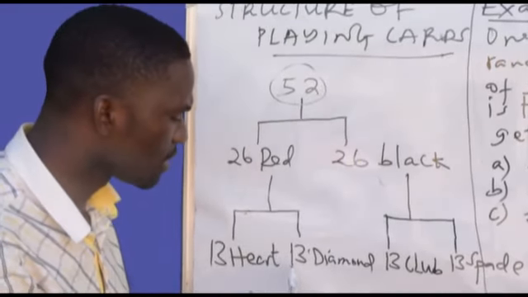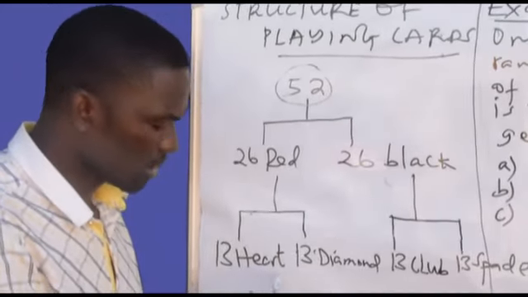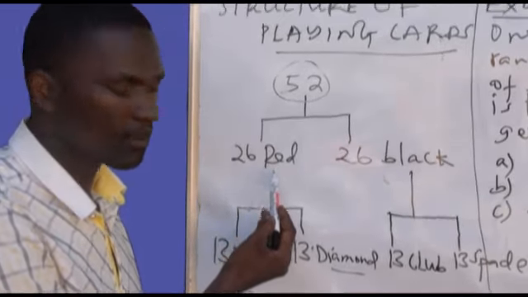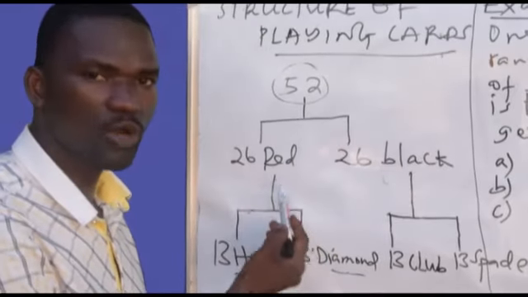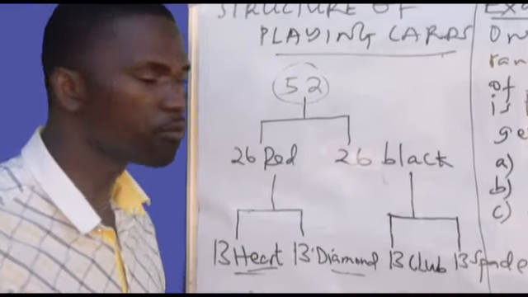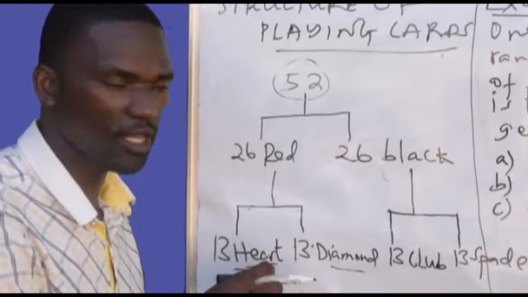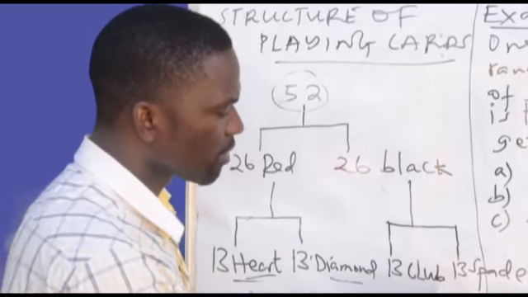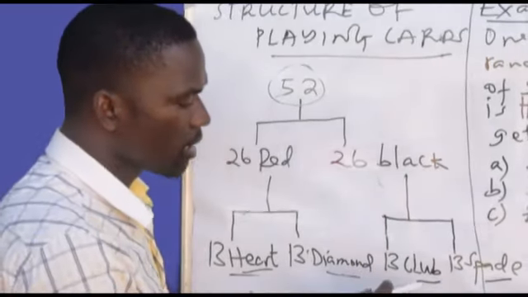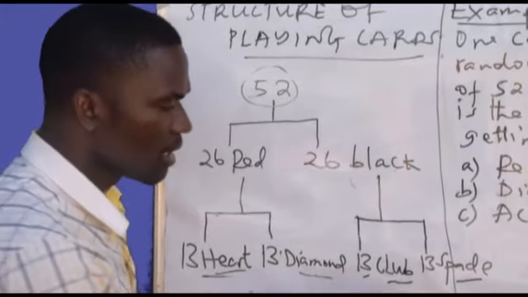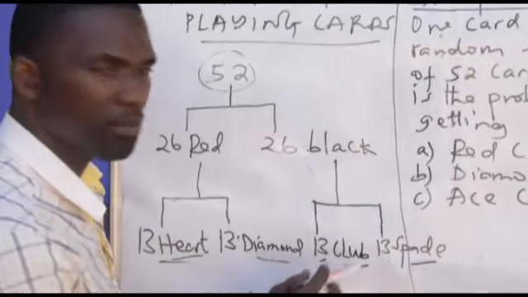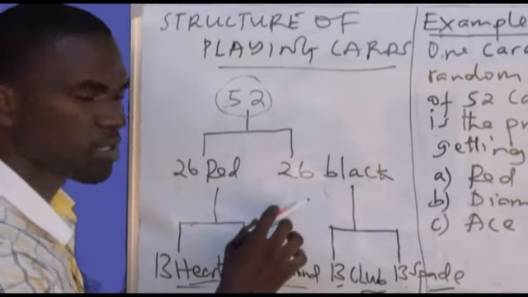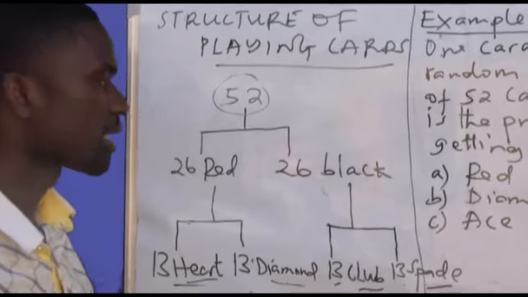So what this means is that heart cards and diamond cards should both be red in color. You can prove me right if you are familiar with this kind of game. And again, black cards are a combination of club and spade. Clubs are 13 in number, and spades are 13 in number again. So spade and club together form a total of 26 black cards.